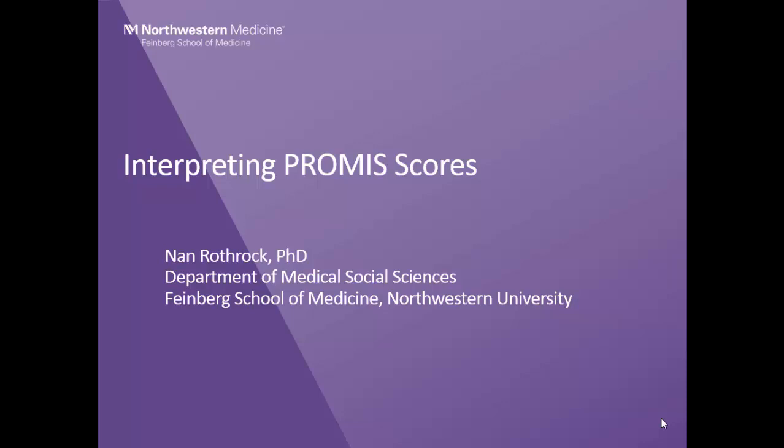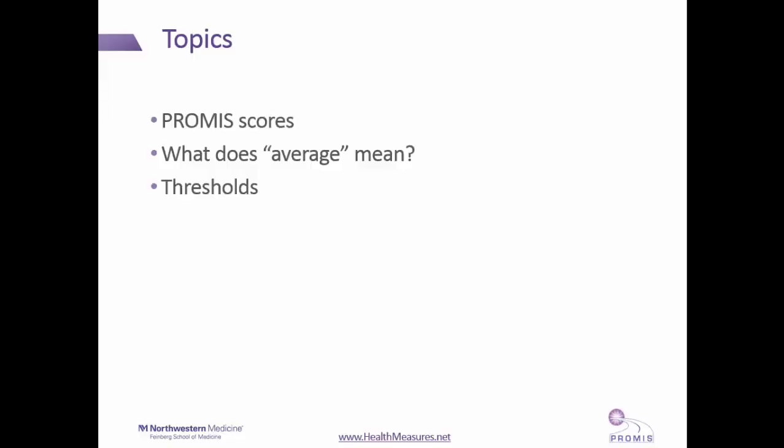Welcome to this tutorial that provides guidance on understanding the meaning of scores from PROMIS measures. In this tutorial, I will review the type of scores used by PROMIS, what group of people was used when determining what is average, and mild, moderate, and severe thresholds.